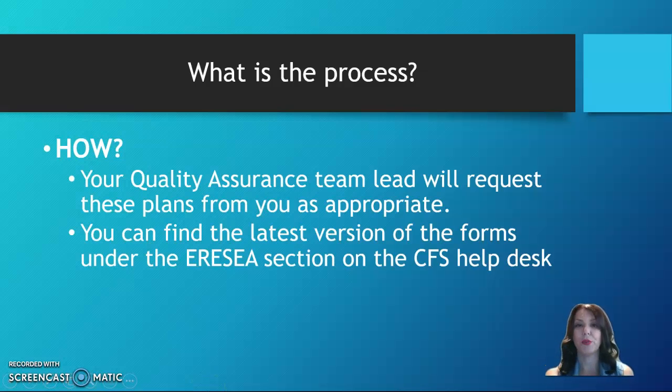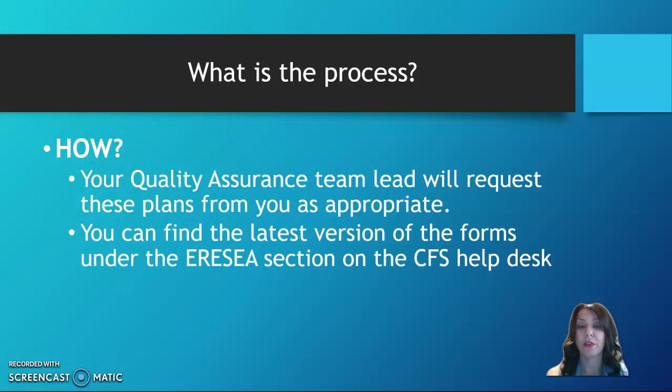So what is the process for these plans? Well, your quality assurance team person or lead will request these plans from you as appropriate. So you will be alerted with an email if you owe us a plan based on our electronic monitoring for that month. When we look at the reports that we submit, we will see your attendance, enrollment, and your waiting list, and all of those items, and then we will determine which plans we need to request from you.